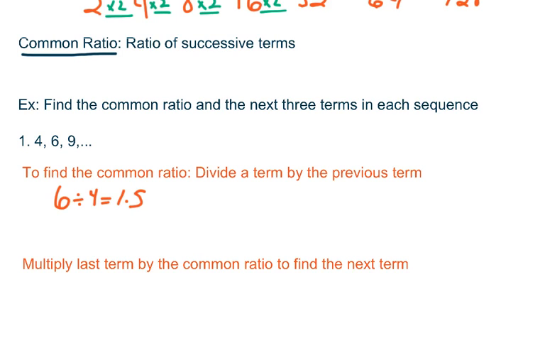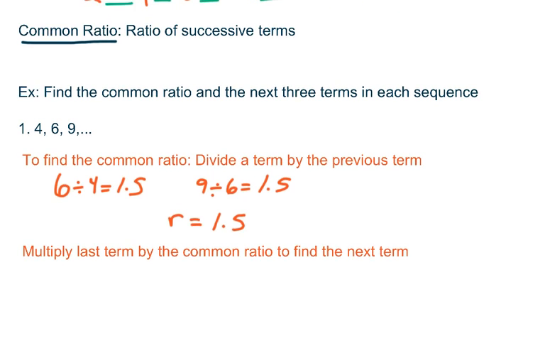Then we can try it again. We can try 9 divided by 6, and you can type this in your calculator if you want. What you're going to get there is also 1.5. So you can say that your common ratio, usually denoted by r, is equal to 1.5. Now, once we find the common ratio, we can multiply the last term, or whatever term we want to use, by the common ratio to find the next term in our sequence.